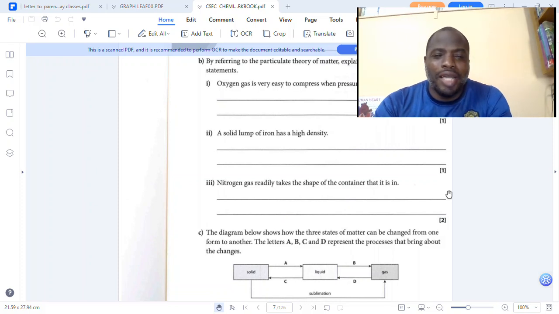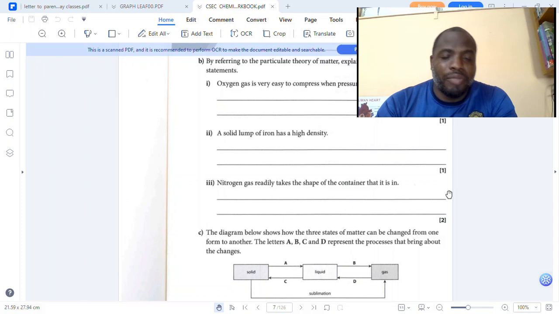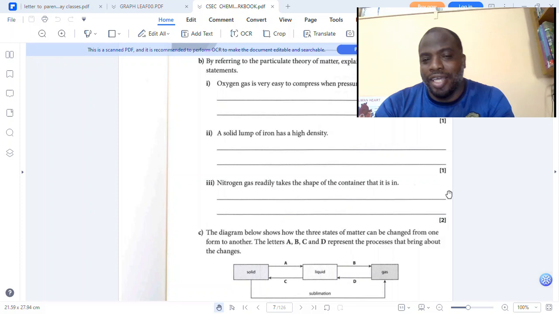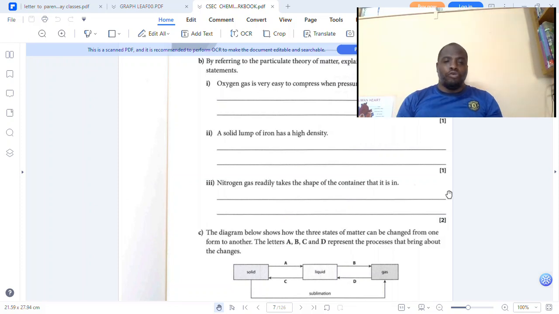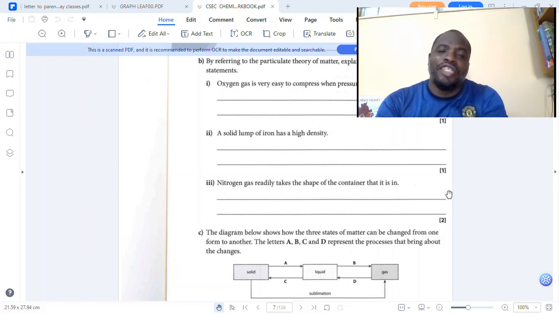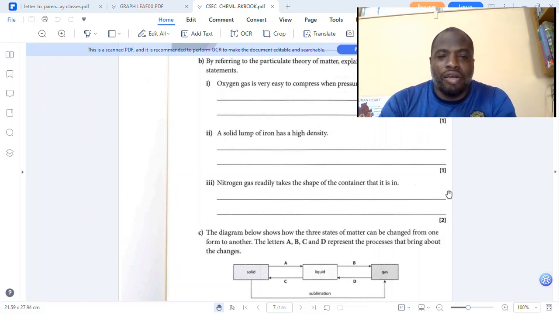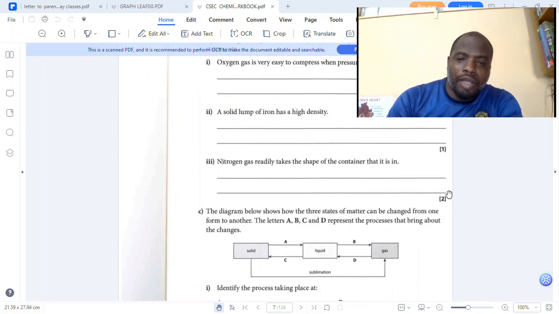Nitrogen gas. And I hope you made that connection. The moment you saw nitrogen, you should have said, oh my, this is one of the diatomic elements that Sir just mentioned. So can you tell me the formula for it? Definitely. It is N2. It readily takes the shape of the container that it is in. And we know gases expand to fill their container. They have weaker forces of attraction, and the particles are constantly moving. Yeah? Beautiful.